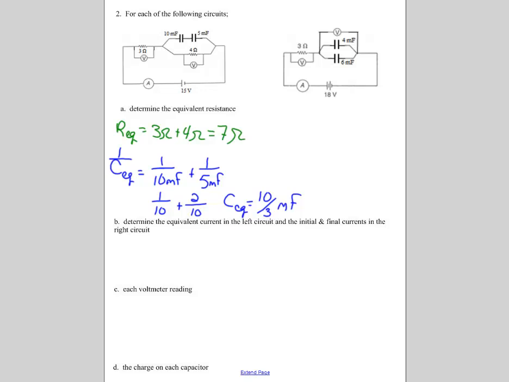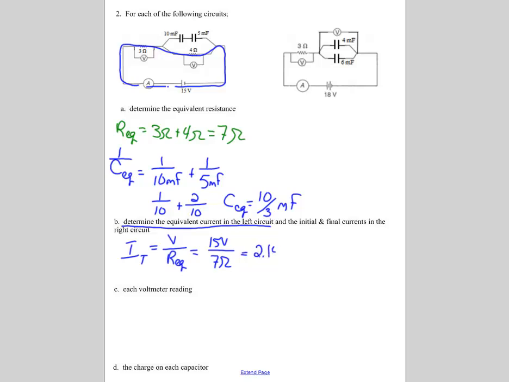Determine the equivalent current in the left circuit and the initial and final currents in the right circuit. So we're going to do this first part. Equivalent current in the left circuit. Well, current can flow through the circuit the entire time because the capacitors are in parallel with the resistor. So the equivalent current, or the total current in the circuit, is going to be the total voltage divided by the equivalent resistance. So I have a total voltage of 15 volts. I have an equivalent resistance of 7 ohms, and so I get 2.14 amps.